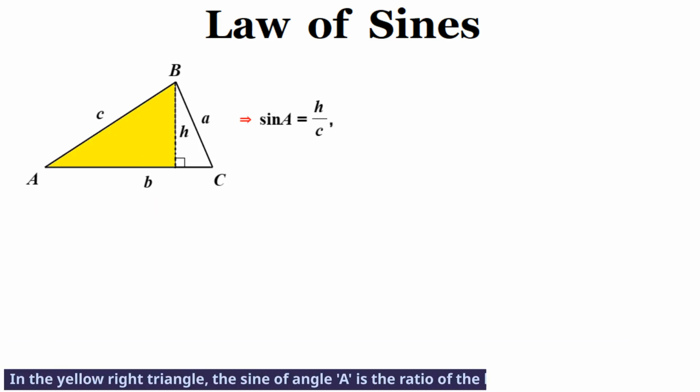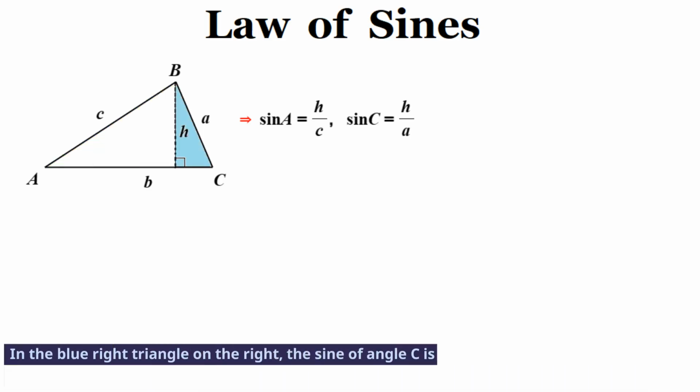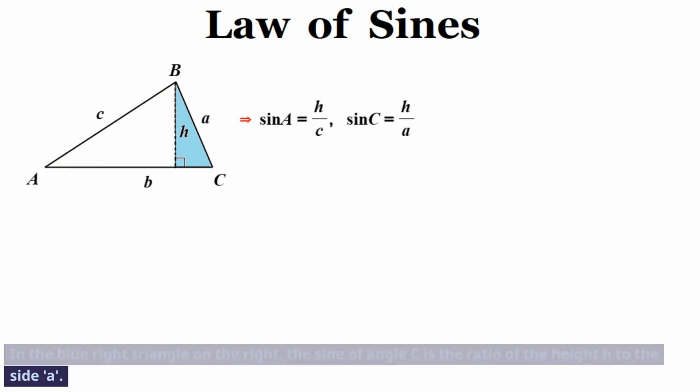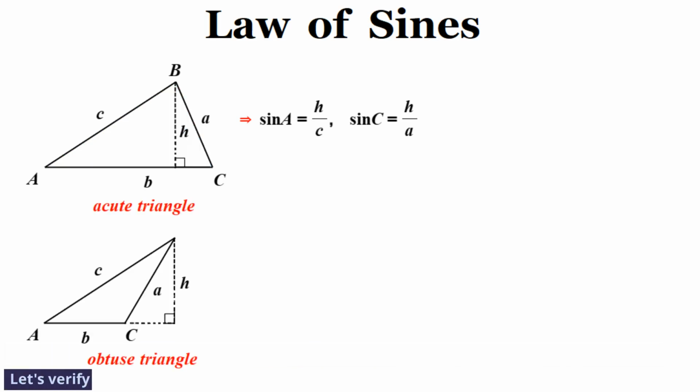In the yellow right triangle, the sine of angle A is the ratio of the height h to the side c. In the blue right triangle on the right, the sine of angle C is the ratio of the height h to the side a. Let's verify this for obtuse triangles as well.